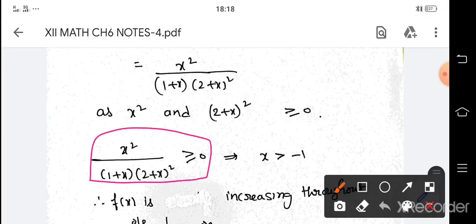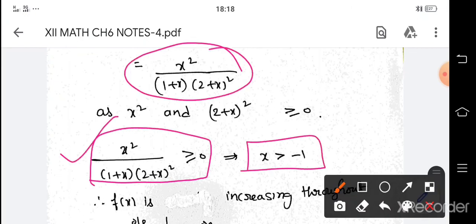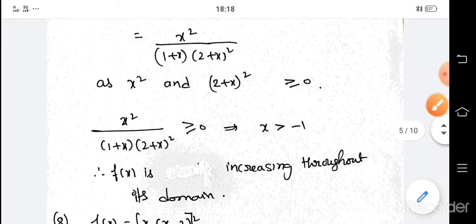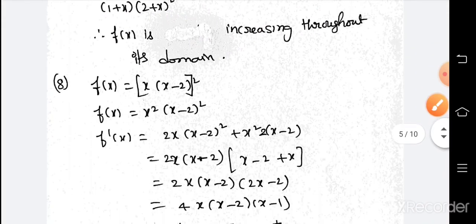This is the first derivative what we get, greater than or equal to 0 as x greater than minus 1, because it depends on 1 plus x only. So what is x greater than minus 1? Look at the textbook. It is given x greater than minus 1 as the domain. Right. So the function f of x is increasing throughout its domain. Done, hence proved.